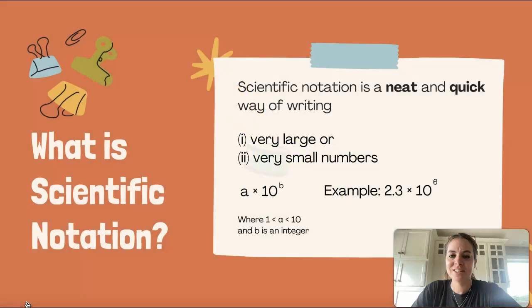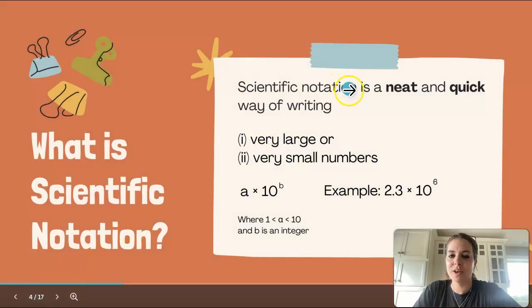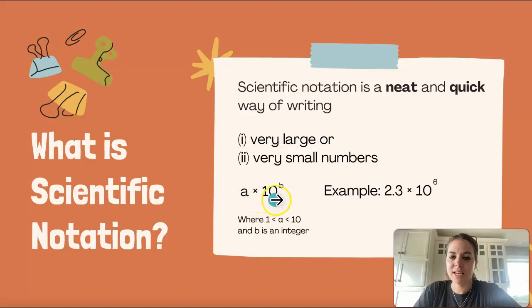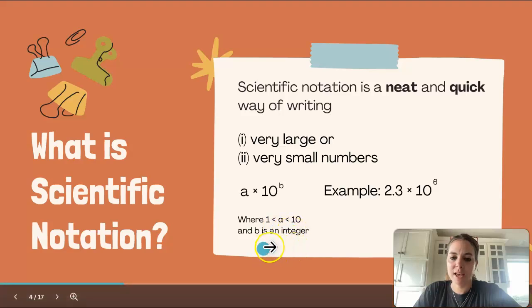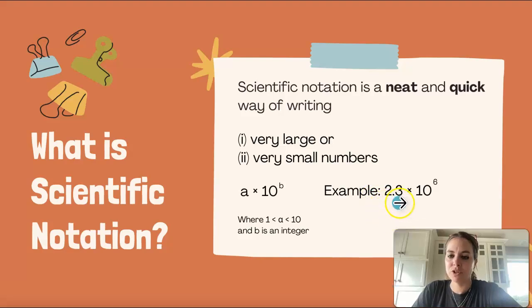Alright, so scientific notation is a neat and quick way of writing very large and very small numbers. So we have a times 10 to the power of b, where a has to be greater than 1 and less than 10, and b is an integer, so the little exponent. Here is an example where we have 2 3/10 times 10 to the power of 6.